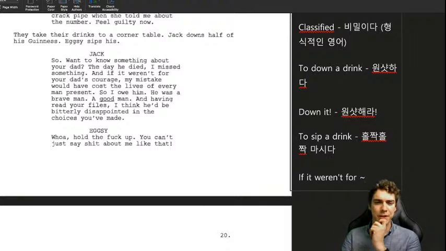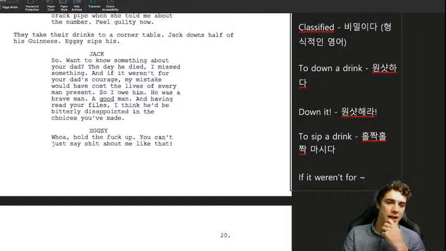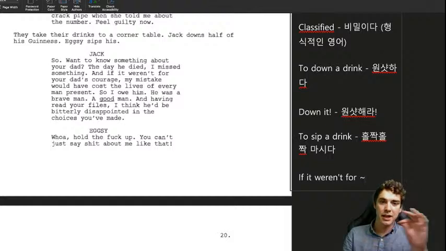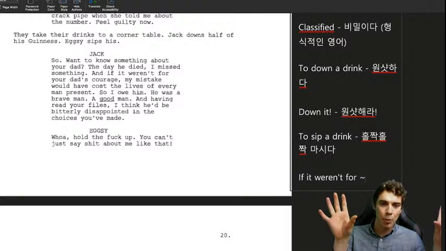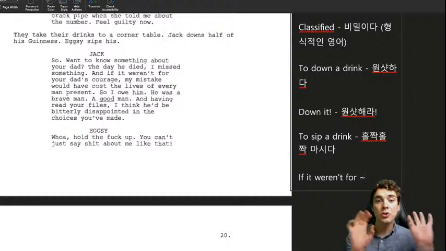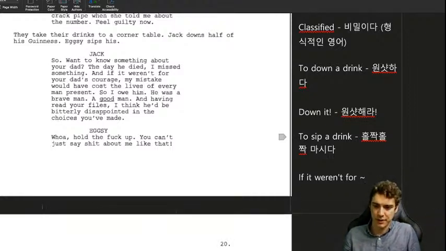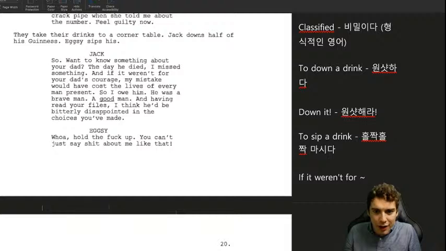I can't remember how to say that in Korean. 용기. 용기하지 않았다면 내 실수 때문에 모든 사람들이 죽었을 거야. Would have cost the lives to cost the lives or something. So. Maybe I should probably check the comments. Maybe I've missed something.